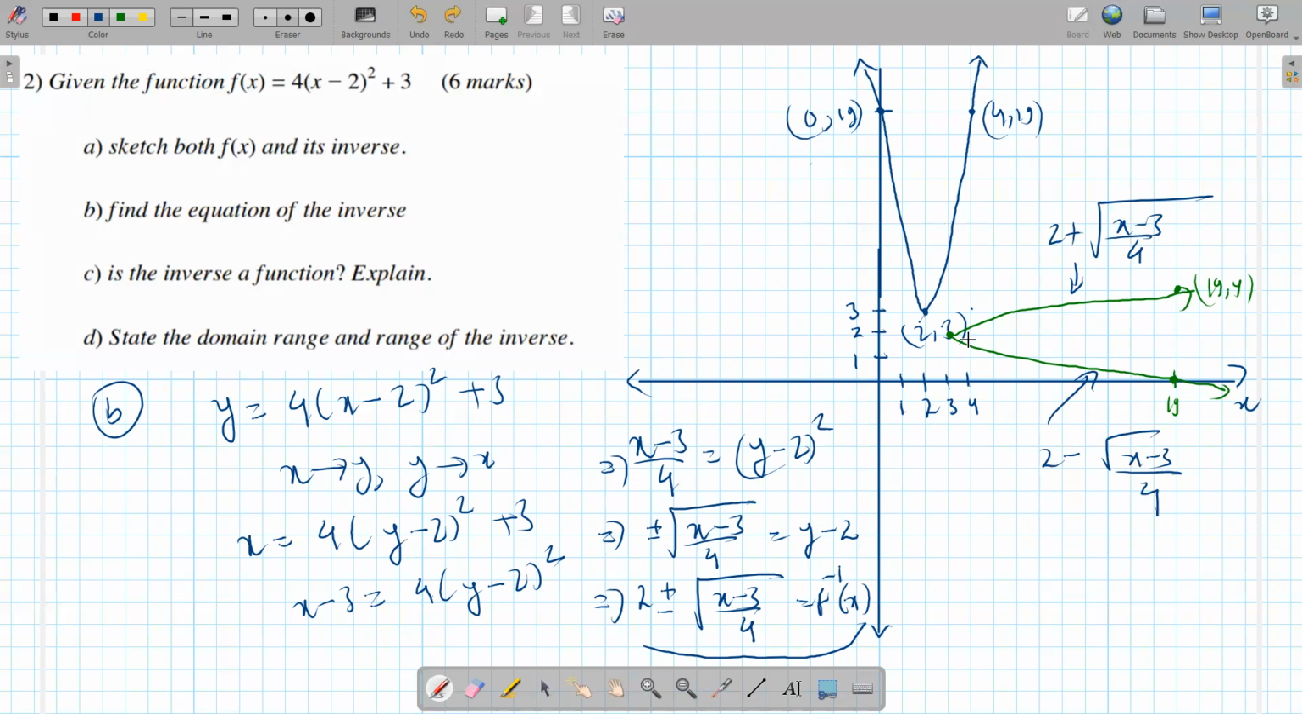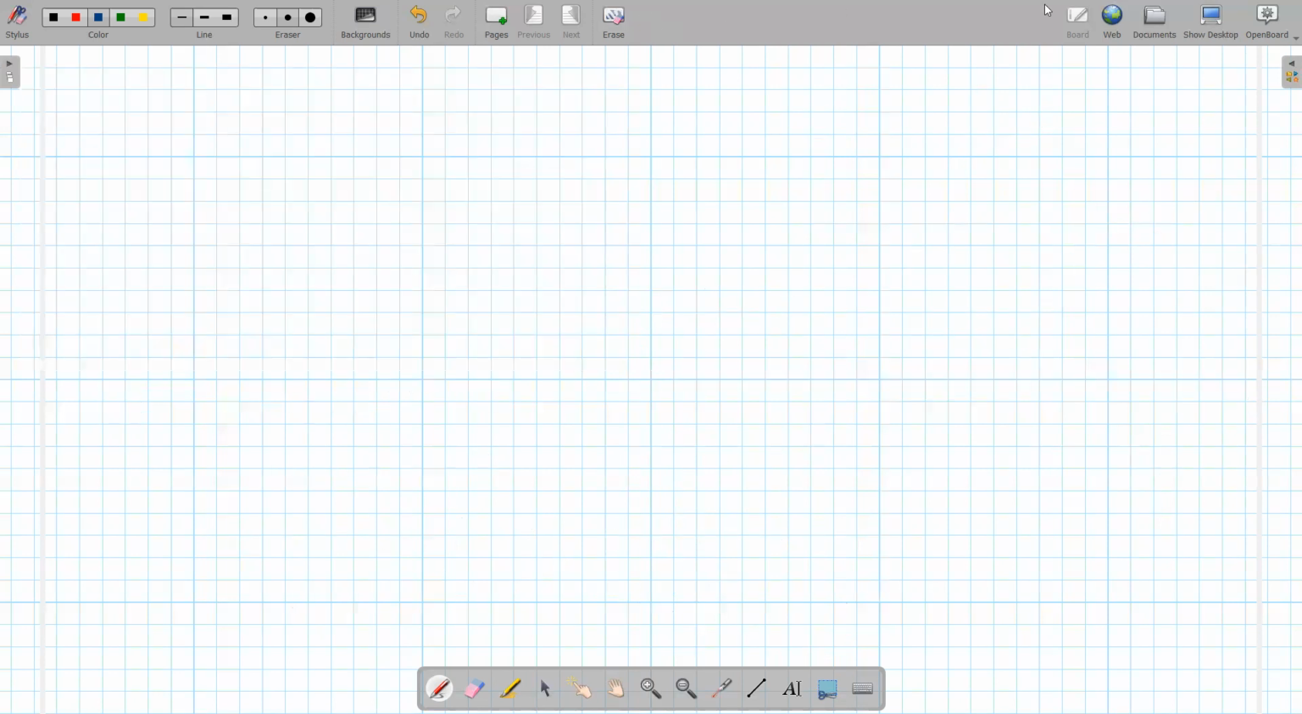State the domain and range of the inverse function. The range would be infinite. The domain would be when x is equal to or greater than 3. Perfect. There, that's it. So x is greater than or equal to 3, and y is any real number for the range. And that's for the inverse function. Alrighty? Not bad, right?